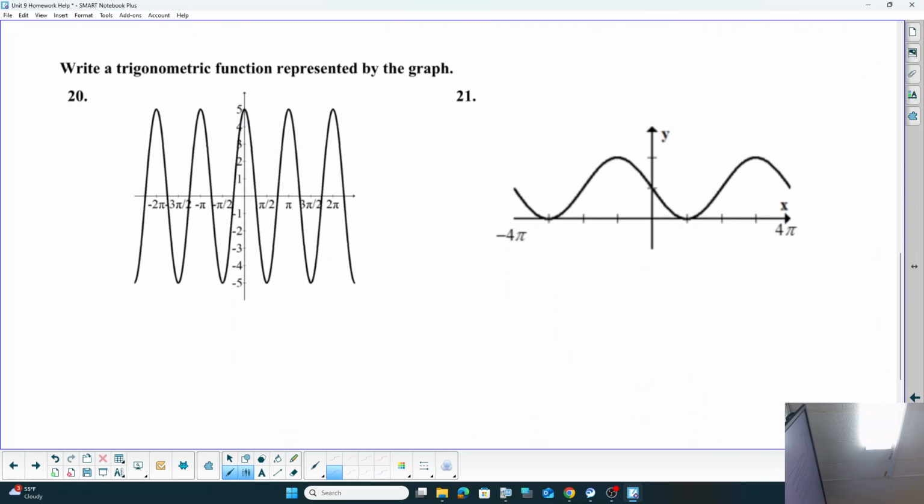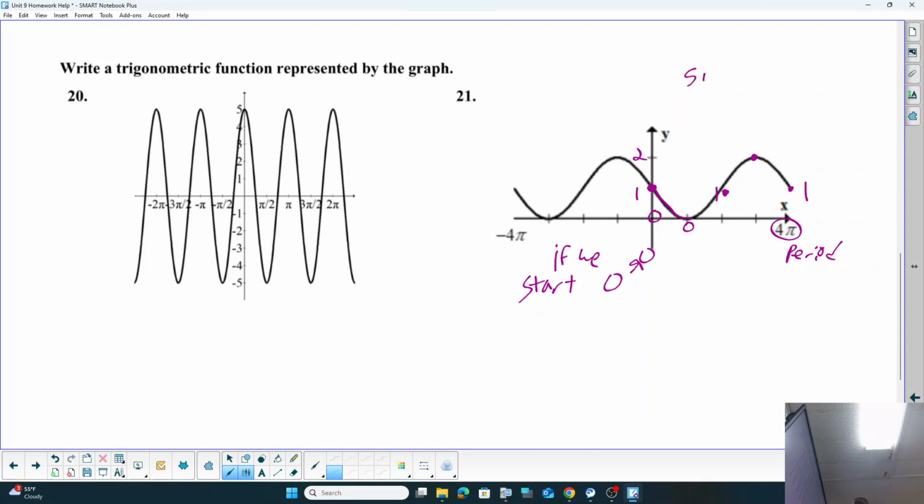So 21. Write a trigonometric function represented by the graph. So you try that one, I'll try this one. So let's see here, so that's up here. 4 pi, that helps us. So 4 pi is one full shift, that'll give you our period. If we start at 0, we're going to go down. So that's going 1, and then down to 0, and then up to 1 again. And then all the way up here to 2, and then back to 1 again.